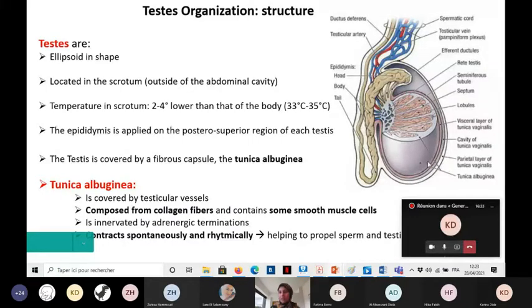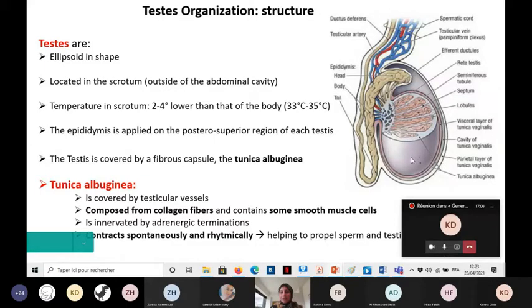This is the testis, how it looks from outside. It is covered by a fibrous element called the tunica albuginea. The tunica albuginea is composed of collagen fibers and contains some smooth muscle cells. It contains a lot of collagen fibers and smooth muscle cells.